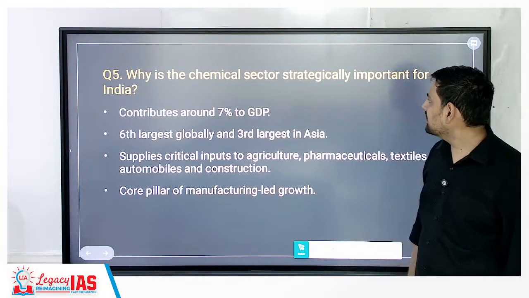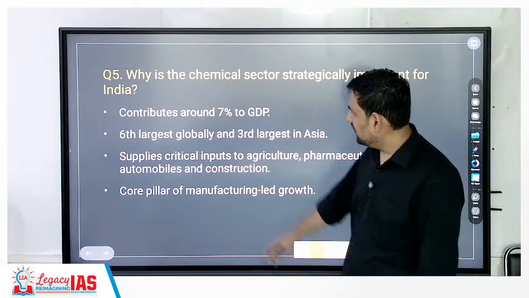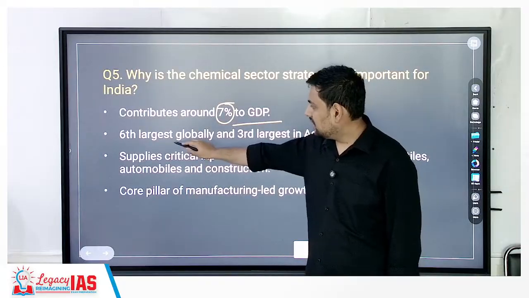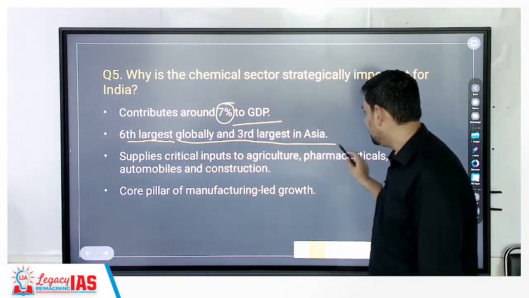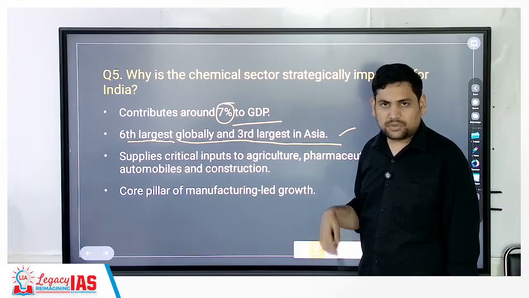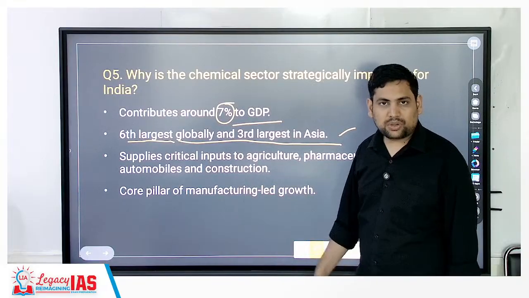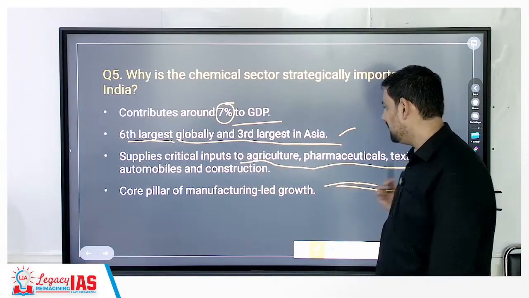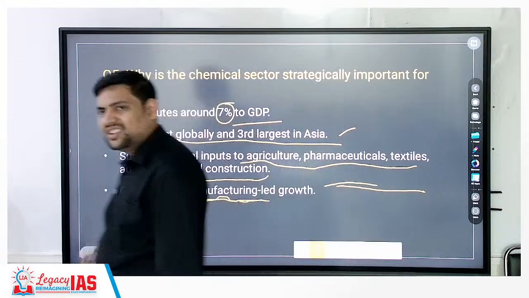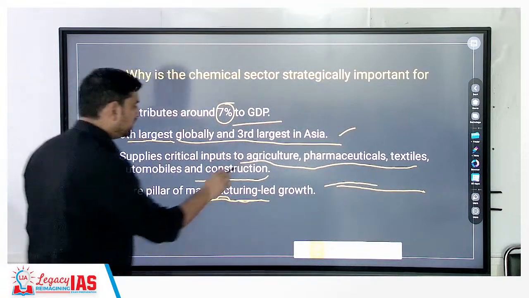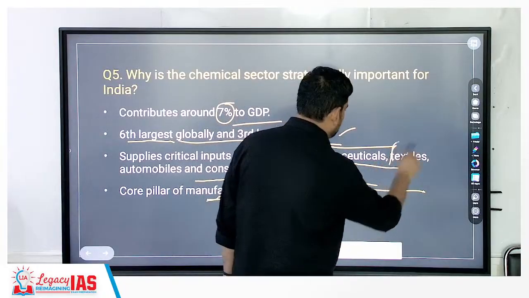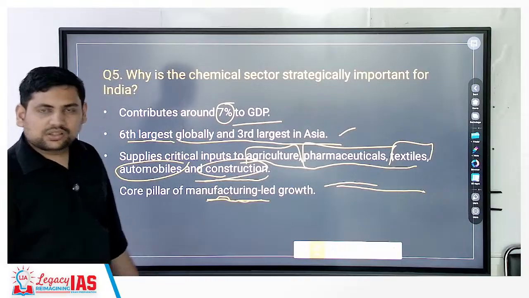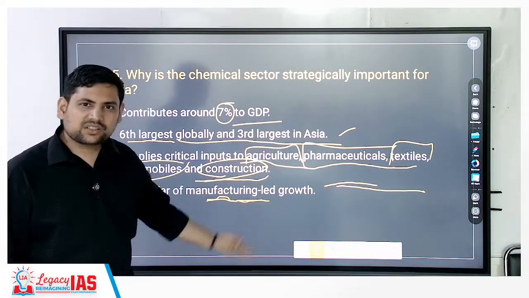Why is the chemical sector strategically important? Very simple. First thing, it contributes 7% to GDP. Then, India is the sixth largest globally and third largest in Asia. So we still have potential to grow, and we are already an important player also. Then, it supplies critical inputs to agriculture, pharmaceuticals, textiles, automobiles, and construction. As you know, most of the other industries like these are very dependent on the chemical industries because these are all based on some kind of chemical.